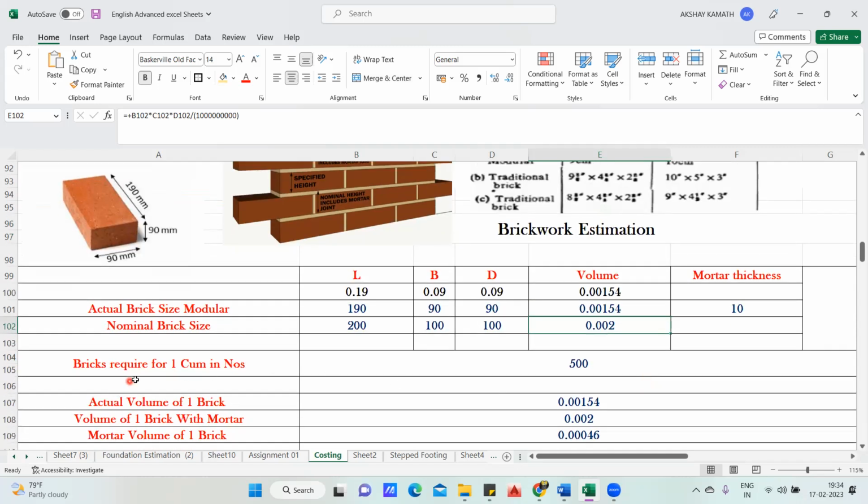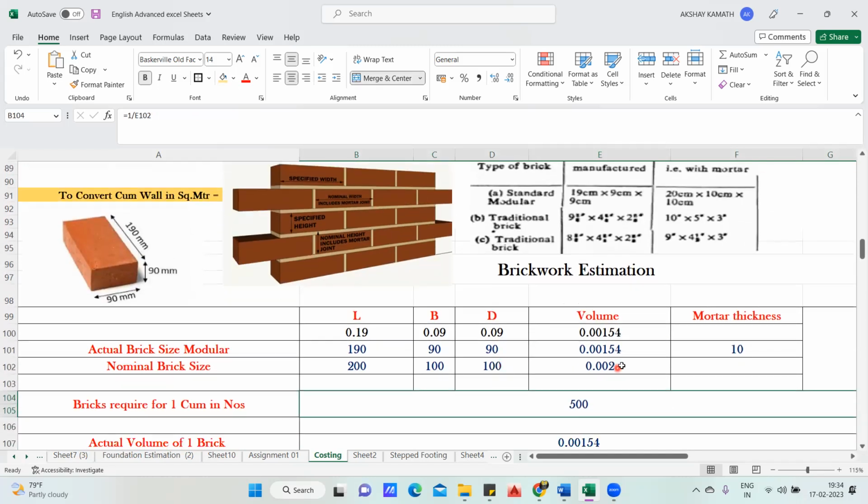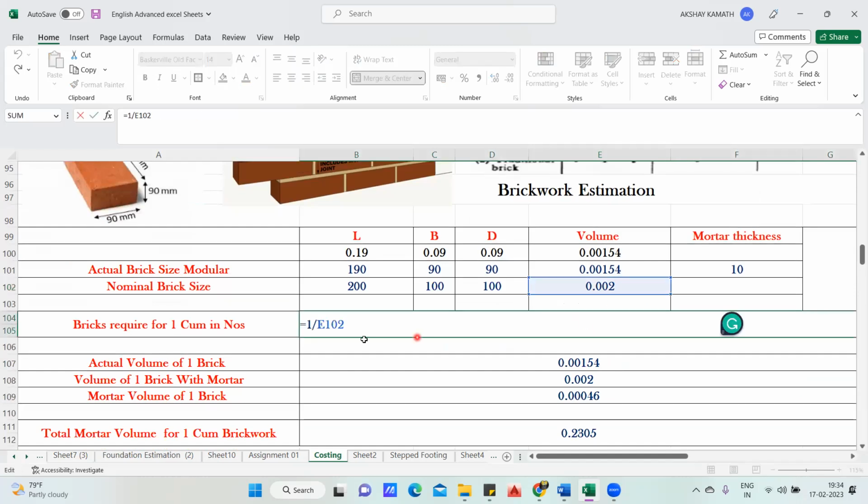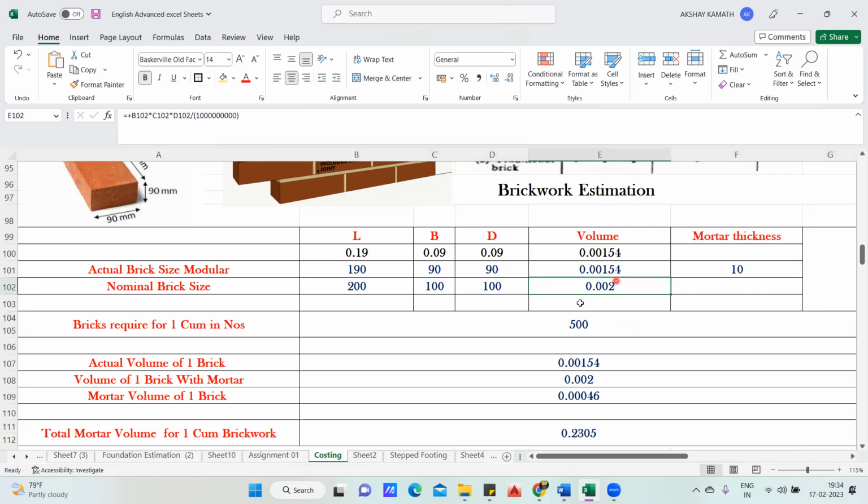Now I need to find how many bricks are required for 1 cubic meter. How will you find that? It's very simple. I have a volume here. If I divide 1 by this volume, it will give me the number of bricks. So 1 for 1 cubic meter, divided by the nominal brick volume: 1 divided by 0.002, which will be 500 numbers. In your engineering days, you might have studied, or somewhere you might have found, that 500 bricks are required for 1 cubic meter. So how did we get that? It's very simple. 1 divided by the volume gives you 500 bricks. This is for 1 cubic meter.